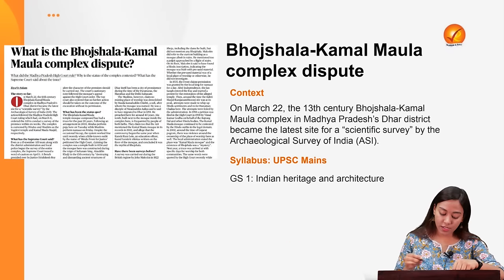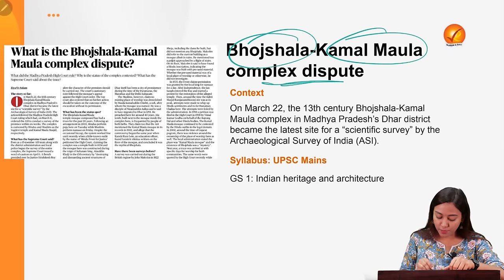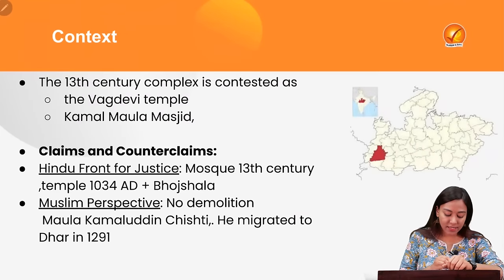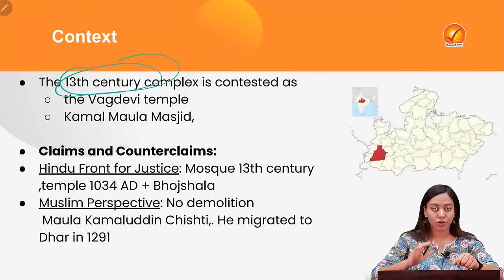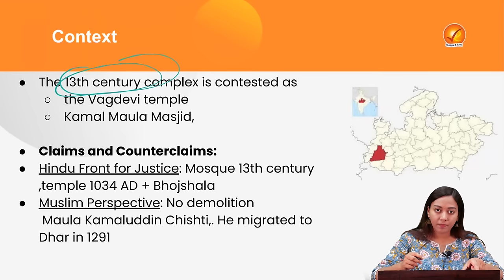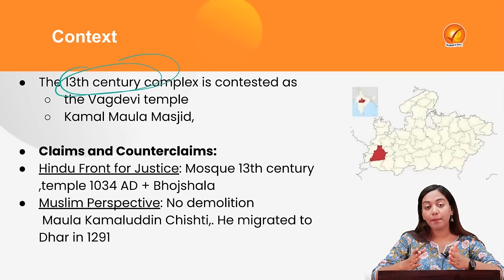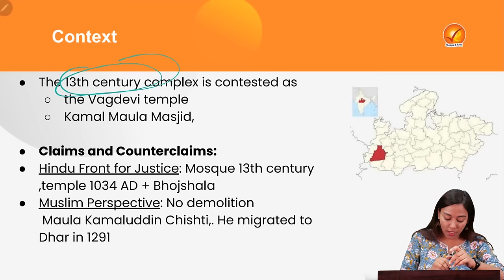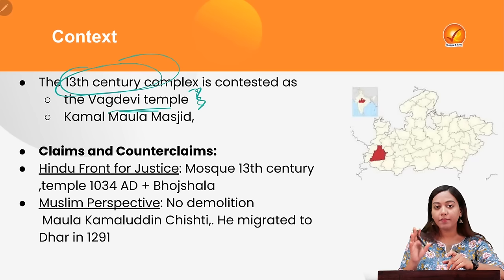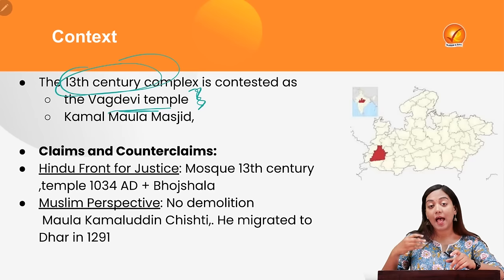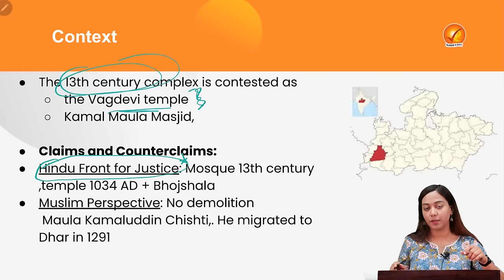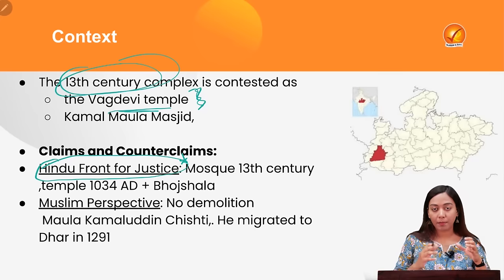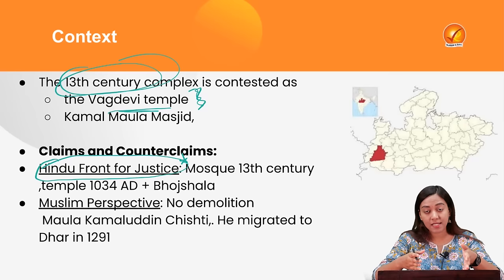Now, a very quick discussion on the topic of the Bhojshala-Kamal Maula complex dispute. So, what is happening? A 13th century complex was developed by the Parmar king Raja Bhoj. He created a complex, and there was a temple of goddess Saraswati named the Vagdevi temple. And then, somewhere around the 13th century, it is alleged by the Hindu Front for Justice, which has filed this case in the High Court of Madhya Pradesh, that a mosque of the 13th century was made in that place by demolishing the temple complex, but the ruins still remain.